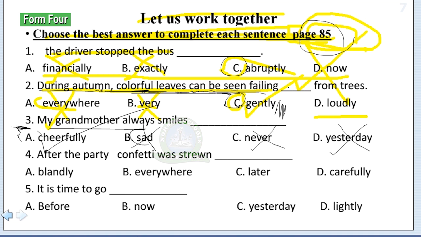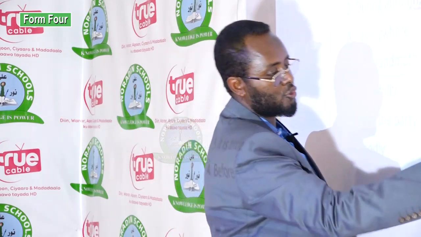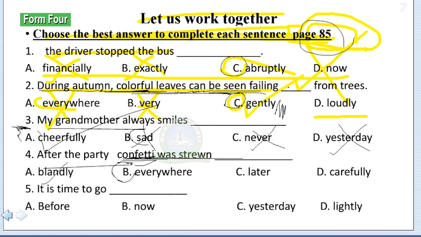After the bombing, comforting items were thrown everywhere. The correct answer is everywhere. So we're going to use everywhere. We don't use blindly, later, or carefully. So the correct answer is B.